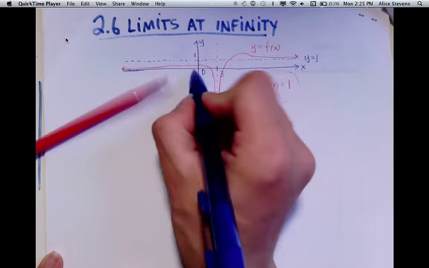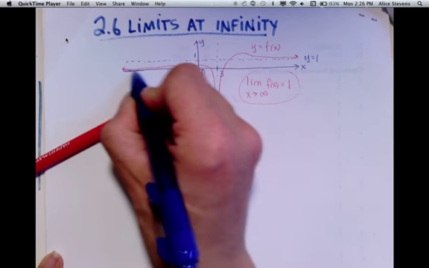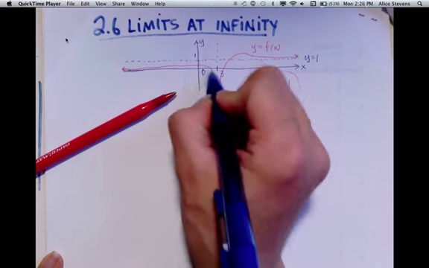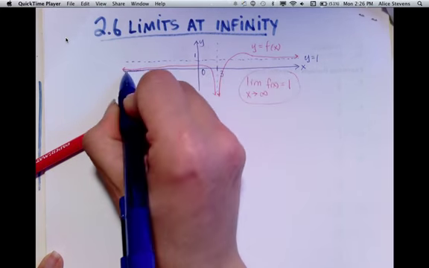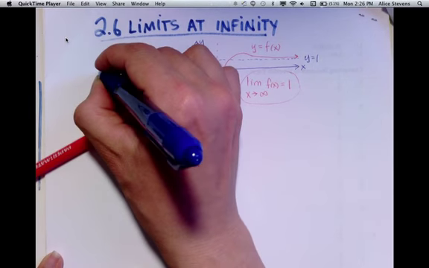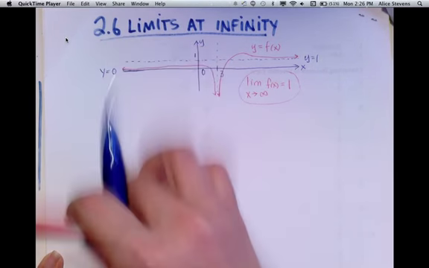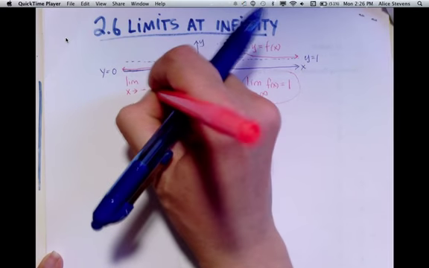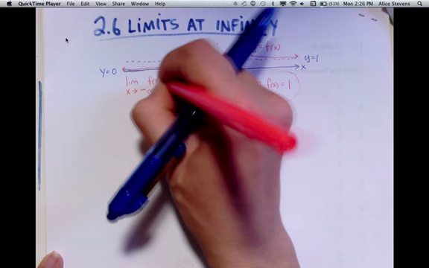Now, if the values of x get very large, but in the negative direction, for example negative 1 million, negative 2 million, we can see that the graph is approaching the x-axis, so that's the line y equals 0. And we write that the limit as x approaches negative infinity of f of x is equal to 0.